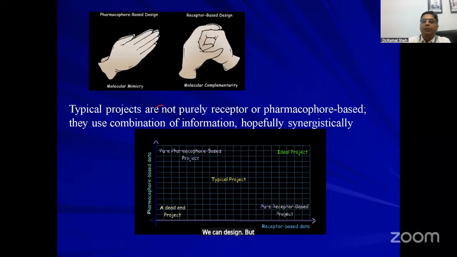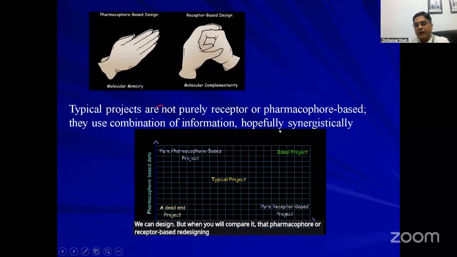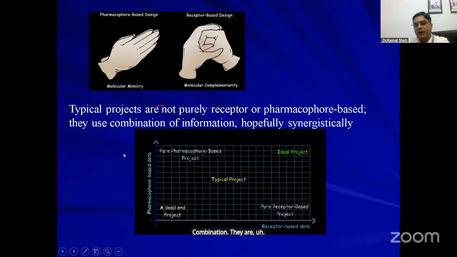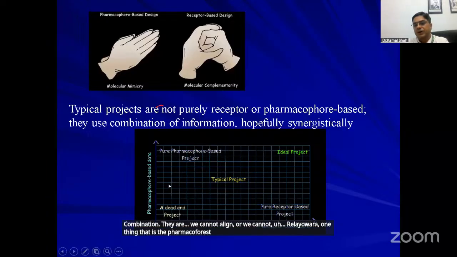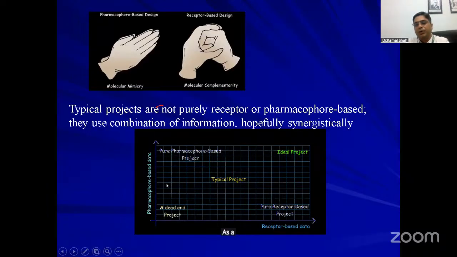But when you compare pharmacophore or receptor based drug designing, it requires a combination. We cannot rely on one thing, that is, the pharmacophore or receptor based designing alone. If we take both as a lead molecule, and we optimize both at an optimum level, then we get the ideal drug.